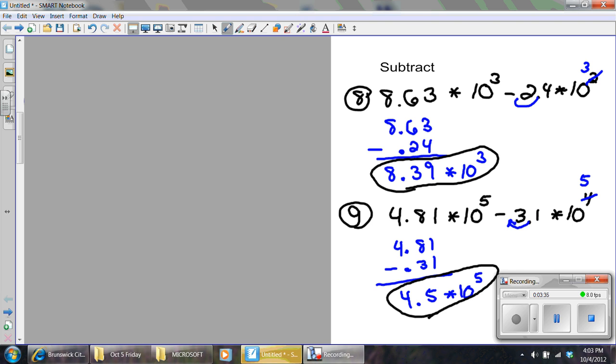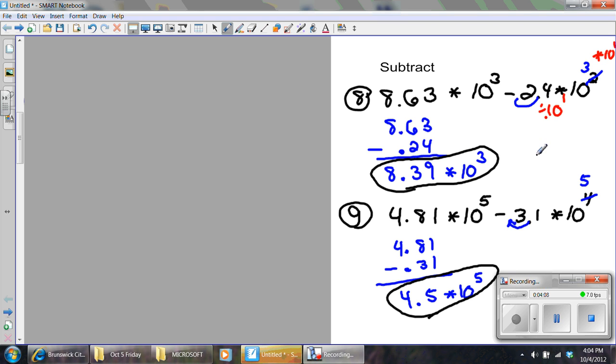Number 8 is a subtraction problem. My exponents did not match. I'd like to change the smaller one to the larger, so I turn the 2 into a 3. Which is multiplying by 10 to the 1st. So then over here I have to divide by 10 to the 1st, which moves the decimal point 1 place. So I rewrote my subtraction problem, 8.63 minus 0.24, and I get 8.39. And I have 10 to the 3rd. I make my exponents match, and then I don't do anything with them. I just bring them along for the ride.